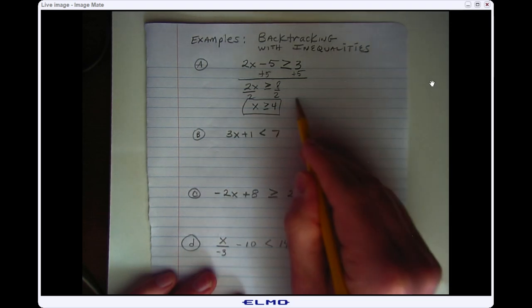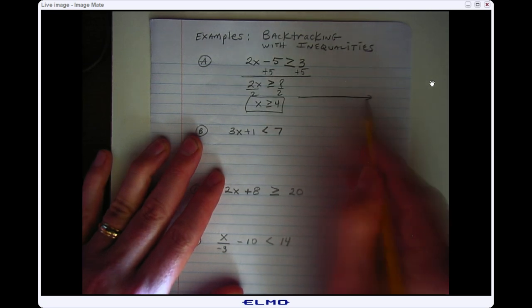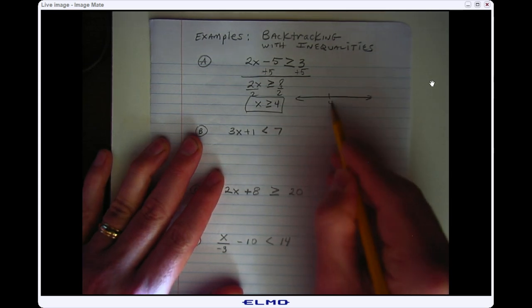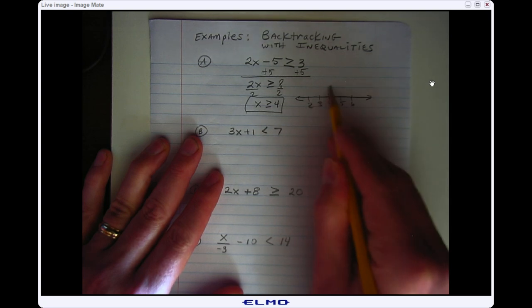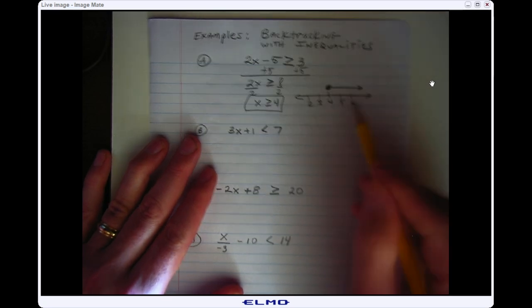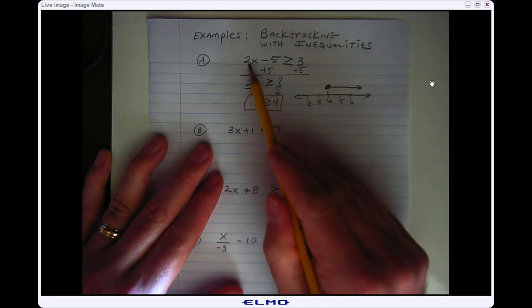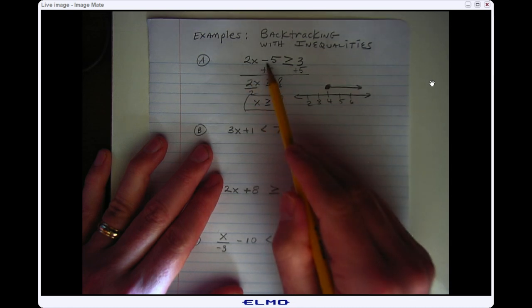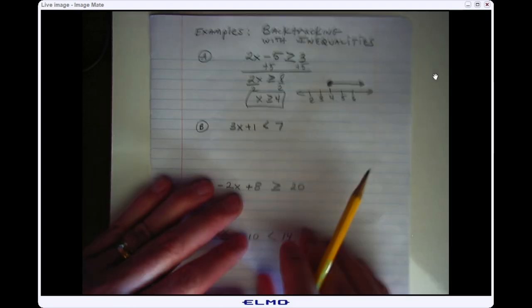So if I did this on a number line like I just demonstrated earlier, I would put a boundary point at 4, and it's a solid dot because it has an equal sign, and it's all numbers greater than 4. So I'd go this way. Now to check this, I'm going to put in a number that's over here. So I'm going to choose like 5. 5 times 2 is 10, minus 5 is 5, and 5 is definitely greater than 3, so it does make sense, it works.